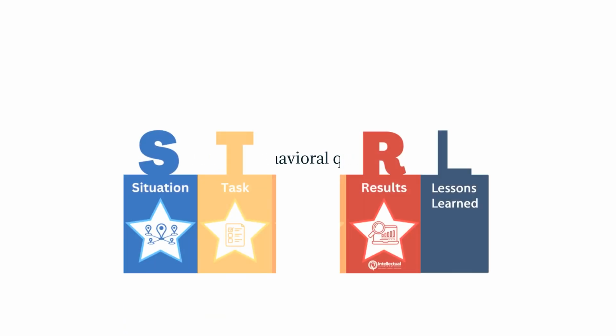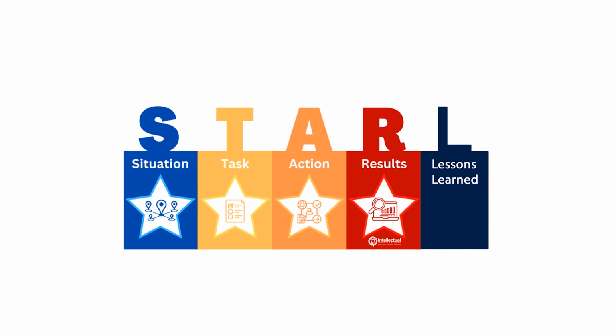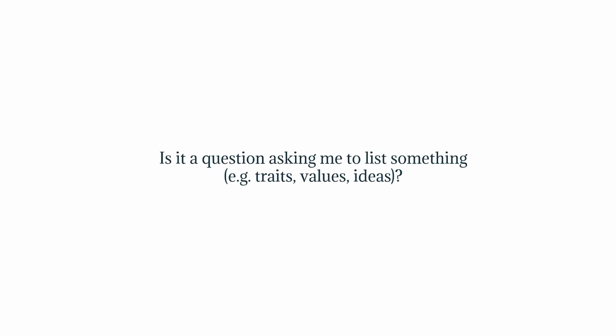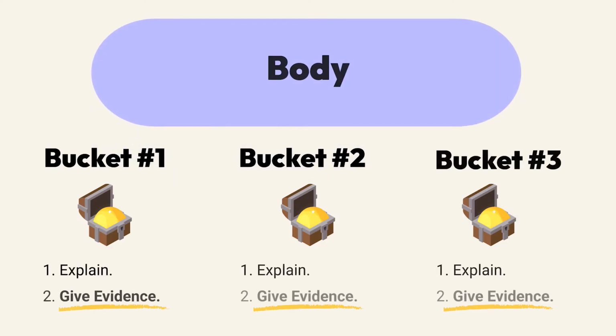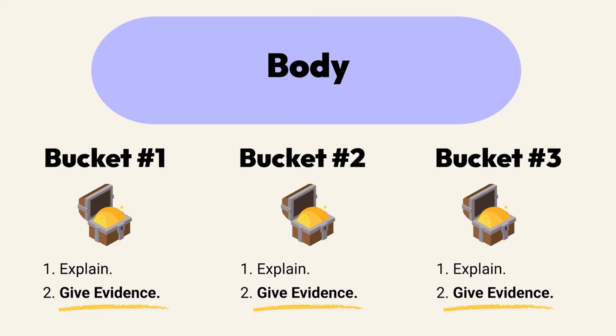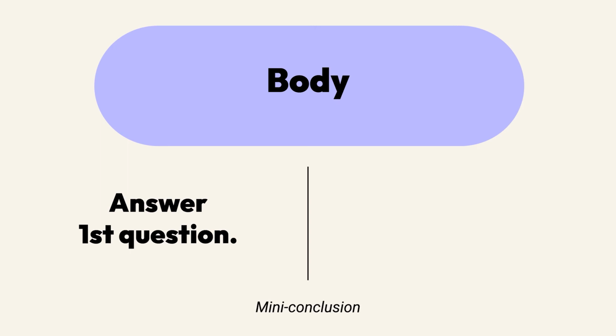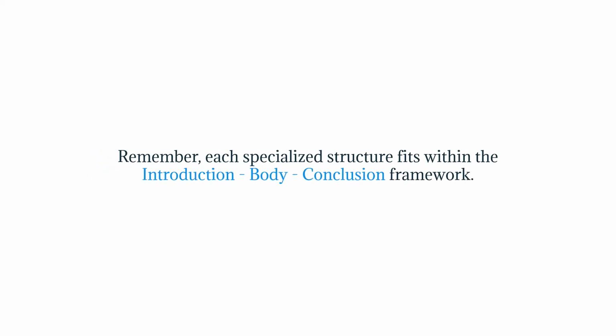So how do you choose which structure to use? Well, ask yourself, is it a behavioral question? If so, you need to use the STARL structure. Is it a question asking me to list something like traits, values, beliefs, ideas? Then you need to use the buckets structure. If you're being asked for two different things, short-term versus long-term, now versus future, you need to use the two-part structure. Remember that each of these specialized structures fits within the introduction, body, and conclusion.